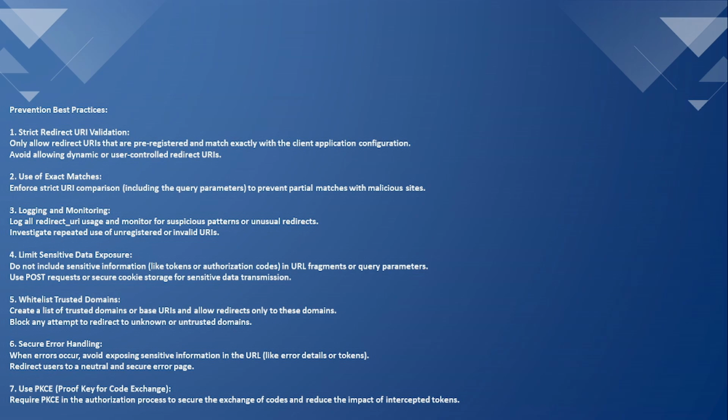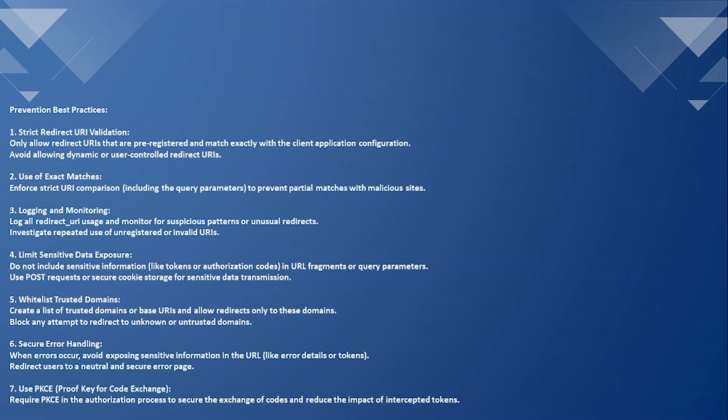Secure error handling. When an error occurs, avoid exposing sensitive information in the URL, like error details or tokens. We never need to expose this. Redirect users to a neutral and secure error page. Error handling is again a very important thing when you're designing these solutions, because if you expose sensitive information directly, it can be stolen. You don't know who is accessing. Maybe an attacker is just testing your system and, by getting those errors, can go for the next step. So we are not supposed to expose any sensitive information while error handling.